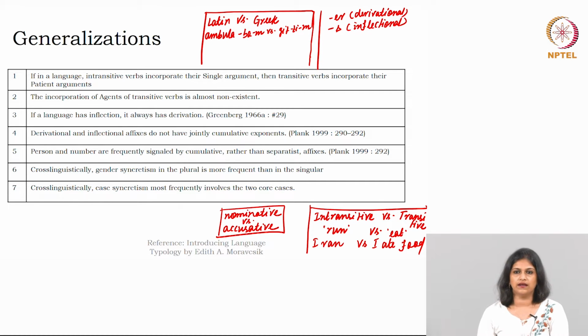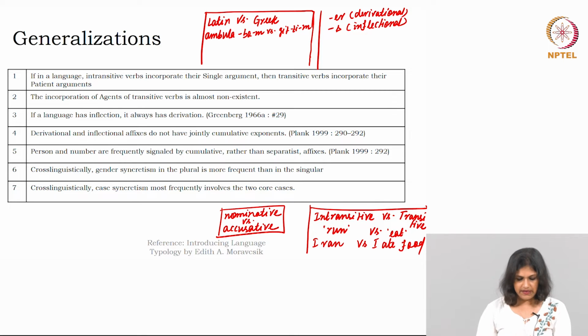So, that means if you could recall, inflectional affixes are like tree, trees, book, books. So, the S morpheme is the inflectional affix, and derivational would be, let us say, book and booking. Booking as a noun, when it is derived from book as a verb, then it will be a derivational affix. So, the generalization is that Greenberg 1966, if it has inflection, it will also have derivation.